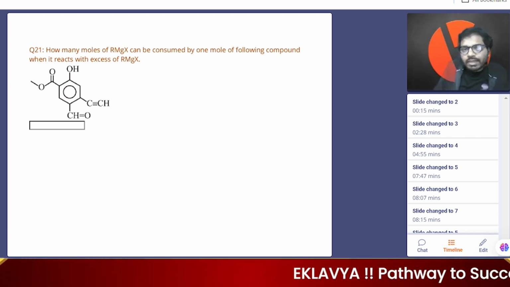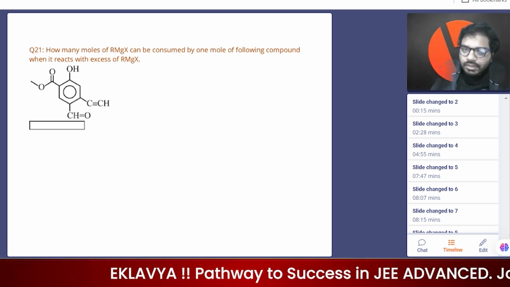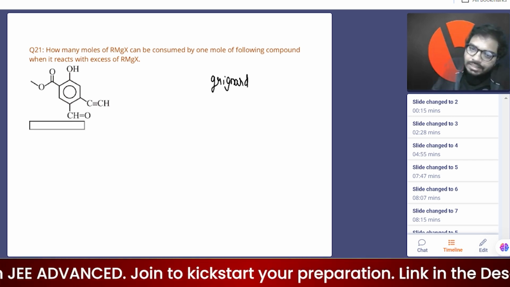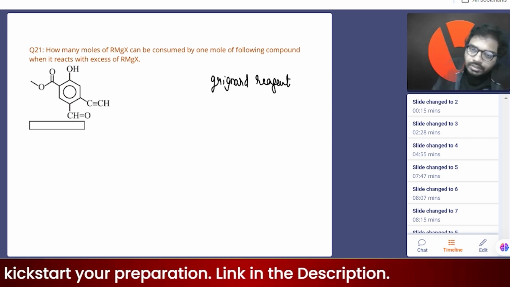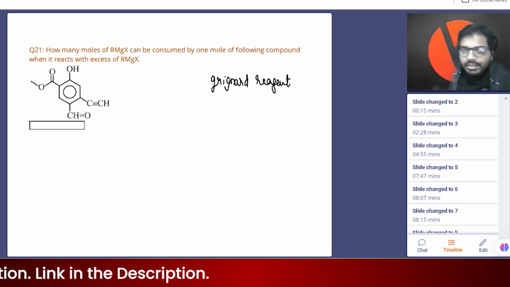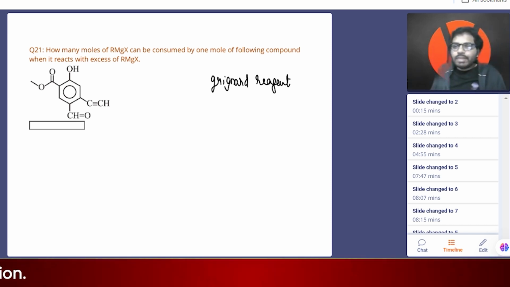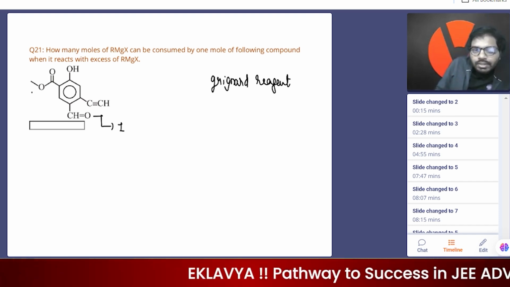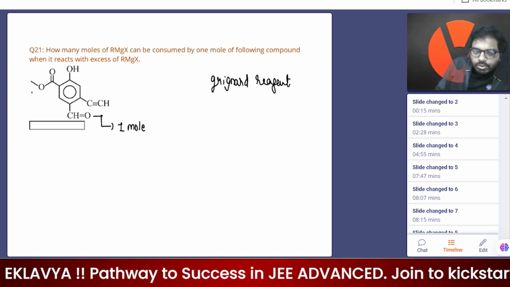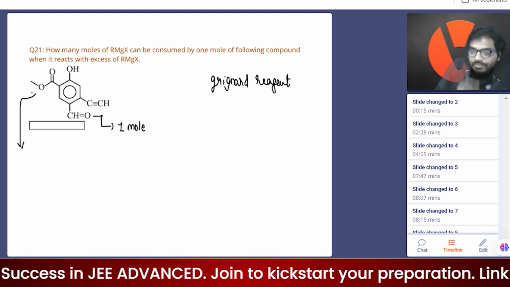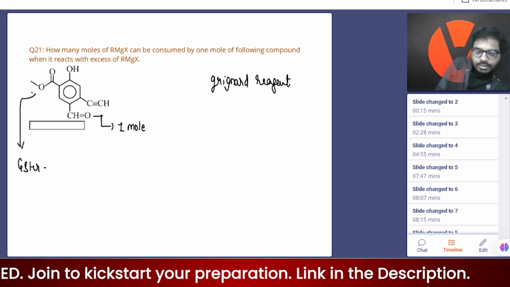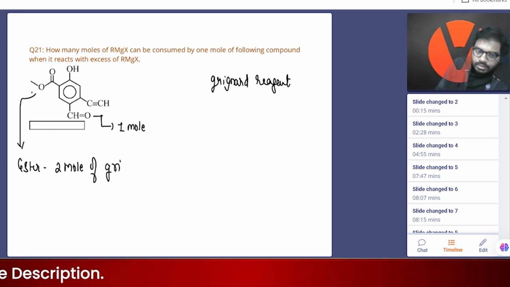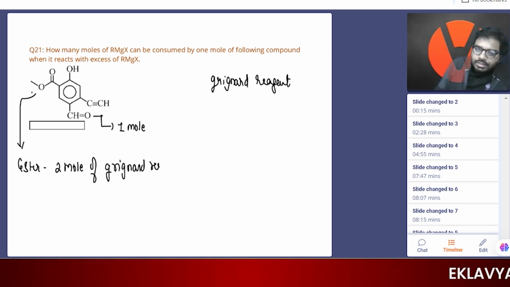How many moles of RMgX can be consumed by 1 mole of the compound? So, how many moles of this Grignard reagent are required? Okay, as Grignard reagent is a very reactive compound, we know it will react with all possible functional groups. So with aldehyde, 1 mole of it is required. It reacts with the aldehyde and gives the alcohol. It reacts with the ester also, and for ester, 2 moles of Grignard reagent are required.